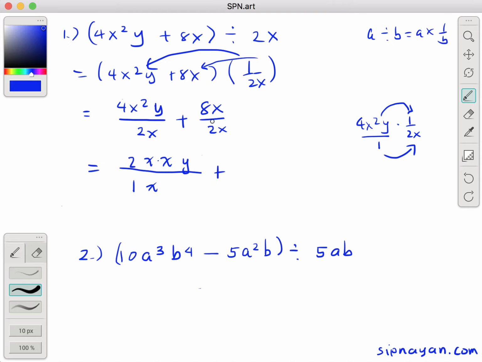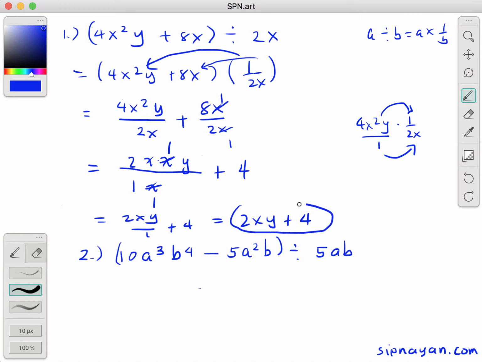And then, the second term is we have, we can cancel this out, yung x. Tapos, we are left with 8 over 2, which is equal to 4. Tapos ito, ang x tsaka x, mag-cancel din natin yan, magiging 1 yan. So, magiging 2x times 1 times y is equal to 2xy. Yung nasa taas natin, yung numerator. This is equal to 2xy over 1 plus 4, which is equal to 2xy divided by 1 is 2xy. And then, we have 4. So, ito na yung pinaka-sagot natin.